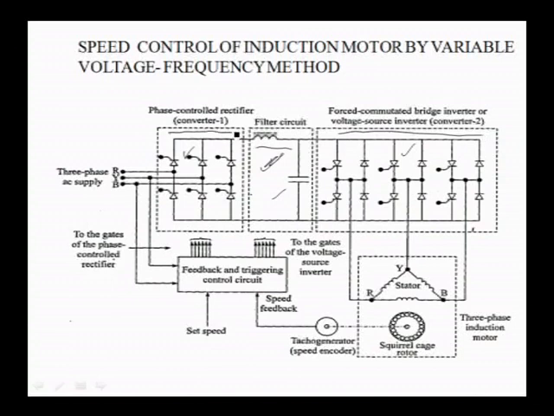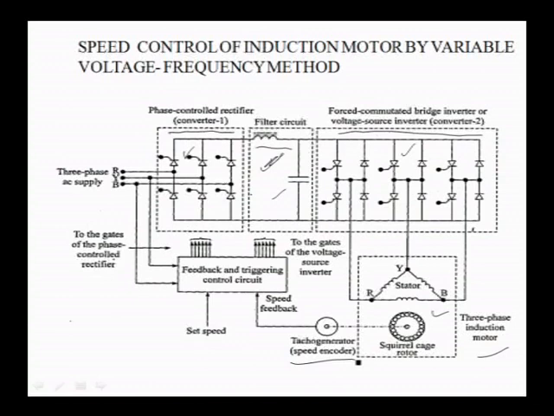Again, a 3-phase supply we are getting. This part is connected to the output of an inverter, which is connected to a 3-phase induction motor. The 3-phase induction motor has a squirrel cage rotor. We measure the speed using a tacho generator. This is a transducer which converts speed variation into voltage variations.